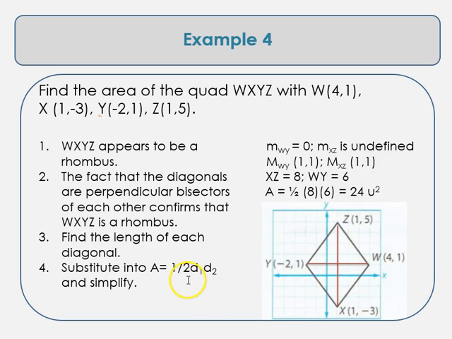So what we want to do is find the length of each diagonal, substitute those lengths into the formula and simplify. The first thing that we note is that, number 1, the slope of YW is 0. It's a straight line, so it's 0. And the slope of XZ is straight up and down, or vertical, which means it is undefined. Let me move that over here.